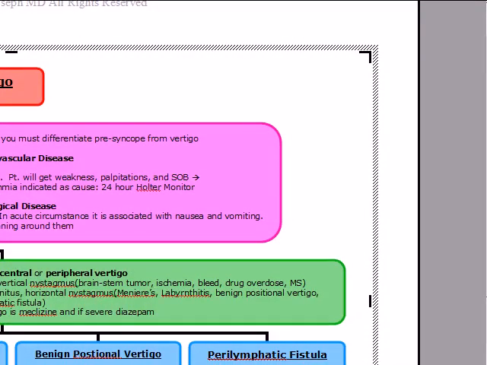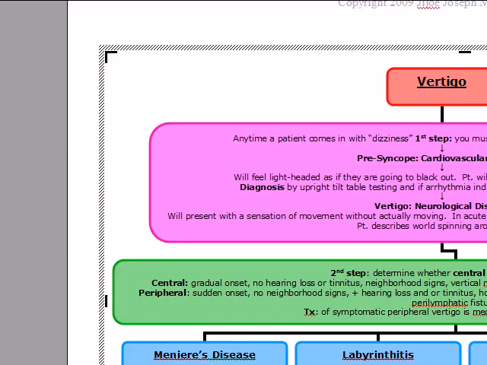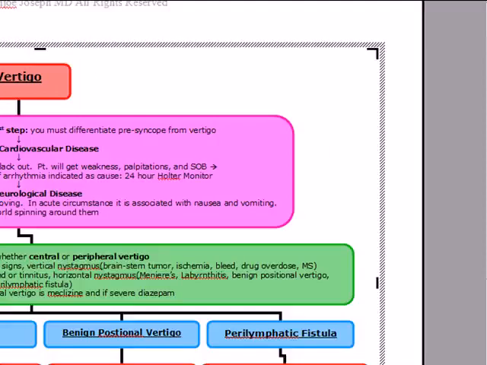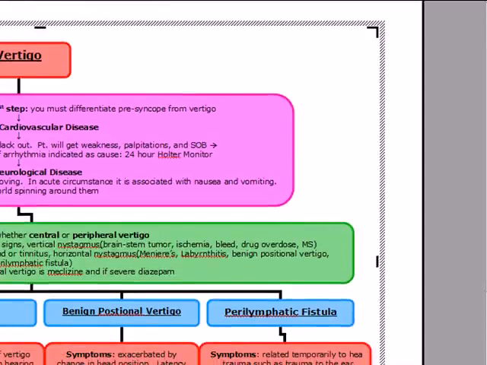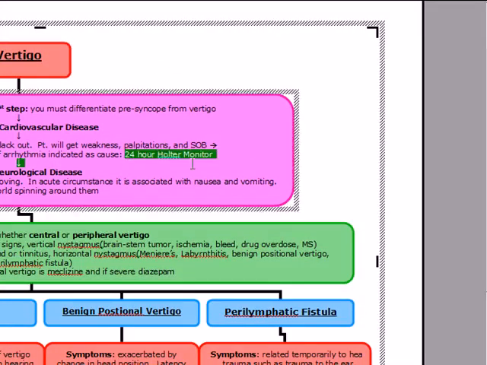If the patient has presyncope, they're going to feel lightheaded as if they're going to black out, okay? They'll also come in with weakness, palpitations, and shortness of breath. Now, if you see these symptoms, you got to do an upright tilt table testing, okay? And if an arrhythmia is indicated, you got to do a 24-hour Holter monitor, all right?